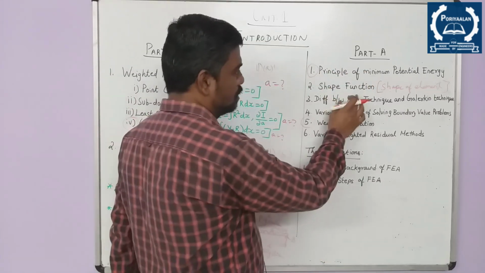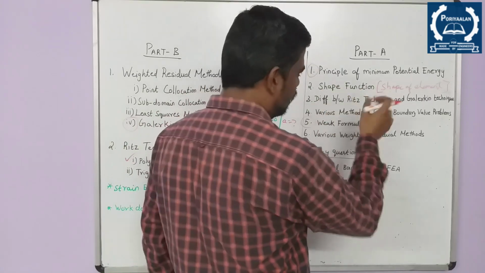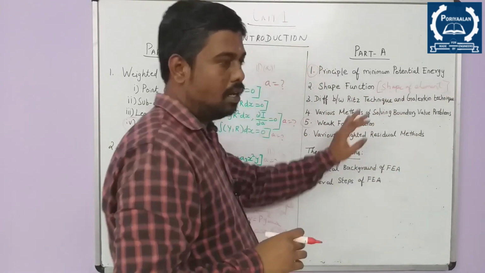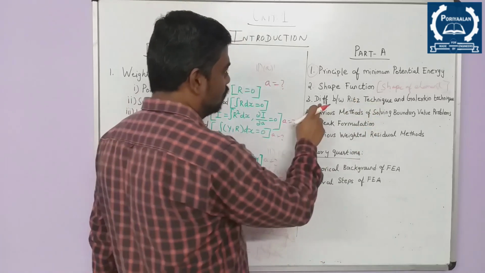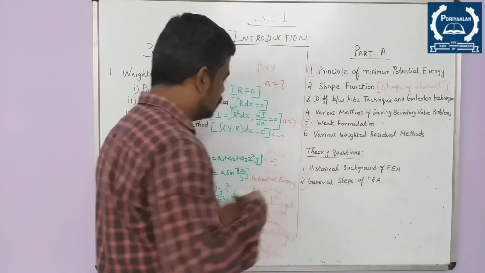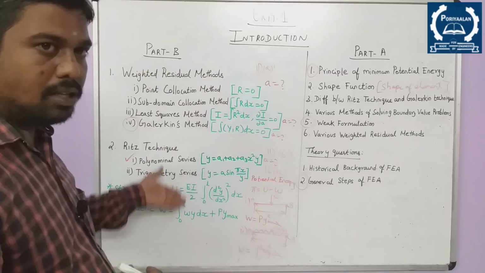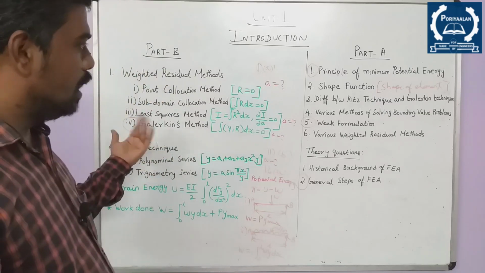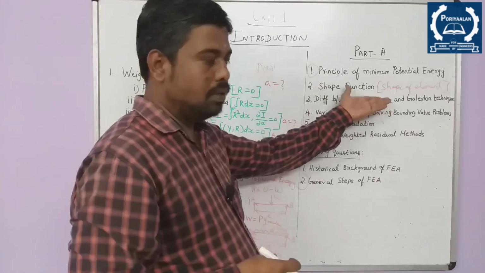Next, shape function. Don't read more about it. For shape function, you simply have to say it is a shape of the element. It's called the shape function. And after that, the difference between Ritz techniques and Galerkin method. While we are solving the problems, we can easily find the difference between Ritz technique and Galerkin technique. So easily we have to read these 2 questions.